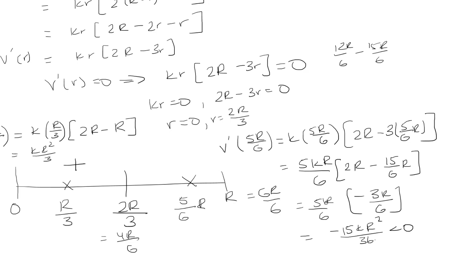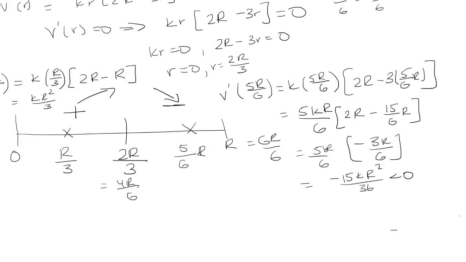This is negative. So clearly the velocity of air is increasing and then decreasing. That makes lowercase r equal to 2 times big R over 3 a maximum, and that is our answer.